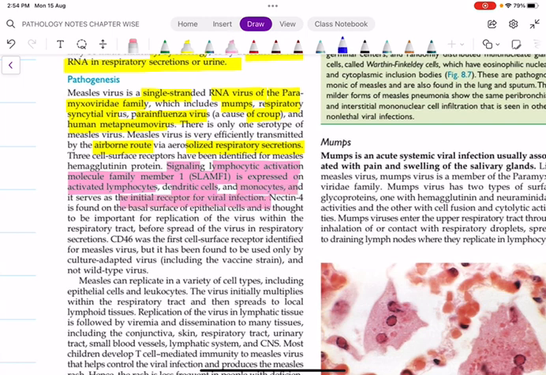You will get an MCQ: SLAM F1 is a what? It is the initial receptor, not a pattern recognition receptor. Then we have something called nectin-4, which is found on the basal surface of epithelial cells. This is responsible for replication of the virus.